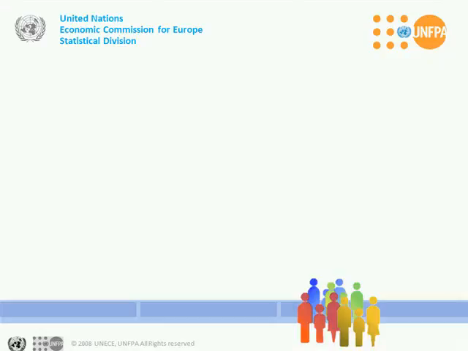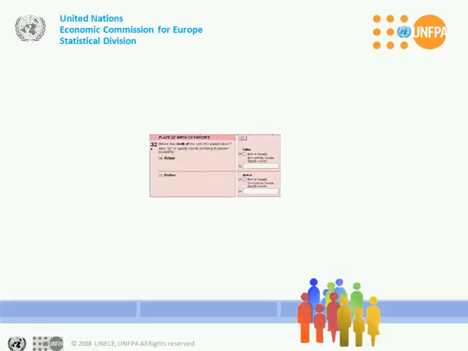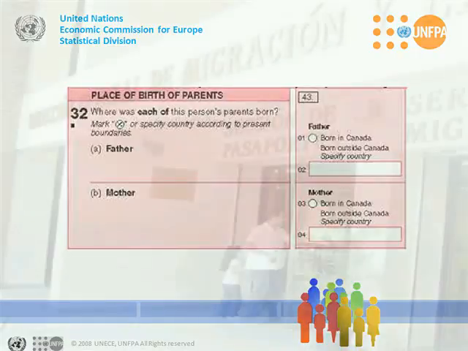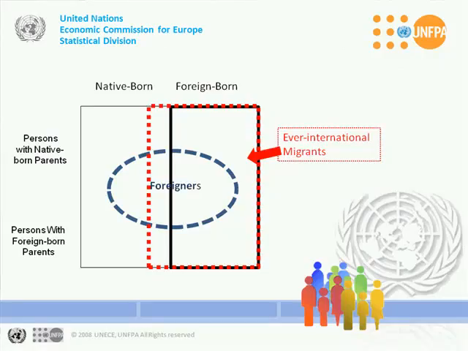To identify the descendants of foreign-born, a question on the country of birth of both parents is needed. An alternative way to identify descendants of foreign-born is to use a question on citizenship acquisition. This will enable the identification of those persons who were foreigners at birth and eventually acquired citizenship through naturalization.